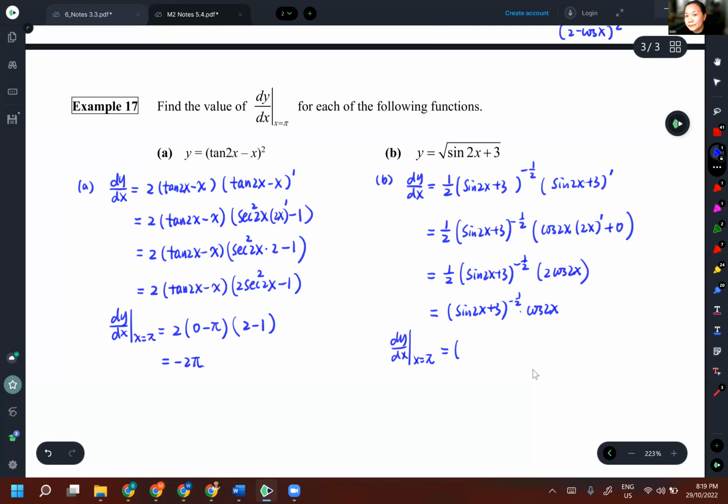And then substitution. Sine 2 pi, 0, plus 3, to the negative 1 over 2, cosine 2 pi, that's 1. So this is 1 over root 3.